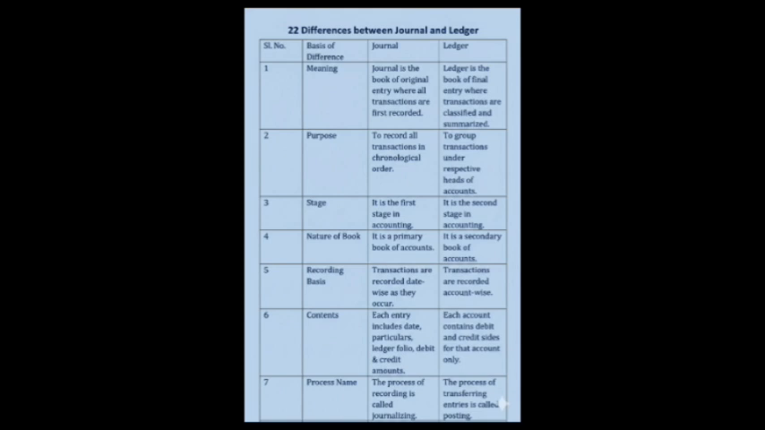Contents, process and arrangement, debit and credit columns. Each journal entry includes date, particulars, ledger folio, debit and credit amounts. Each ledger account contains debit and credit sides for that account only. The process of recording transactions in a journal is called journalizing. The process of transferring entries to the ledger is called posting.